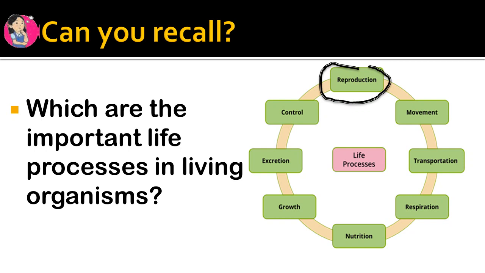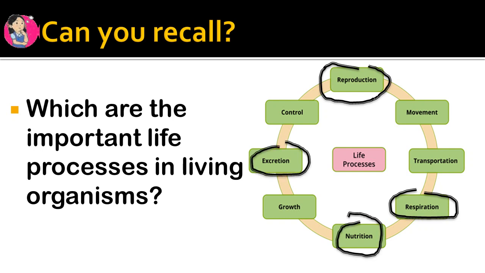Okay, so here I have mentioned a few types of life processes in living organisms, that is reproduction, movement, transportation of minerals, transportation of blood and different materials, respiration, and respiration produces energy in our body, nutrition, growth, excretion, control. So these are the different life processes in living organisms.